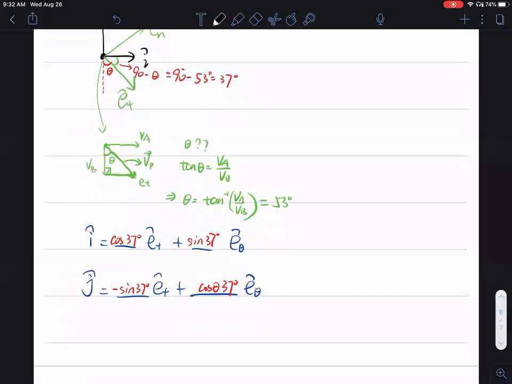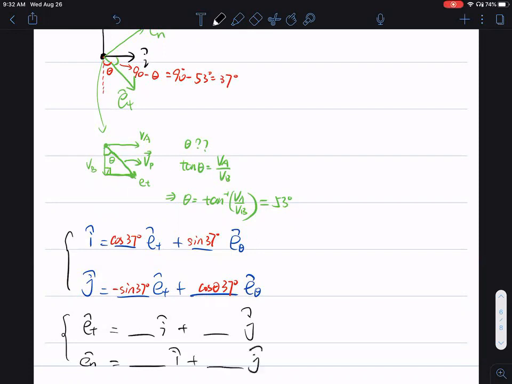Now we have this conversion equation. And just quick reminder, remember the table trick I told you guys? Once you have this set of equation ready, you can easily find out what is ET equals I plus J. What is EN equals I plus J. Remember that table?